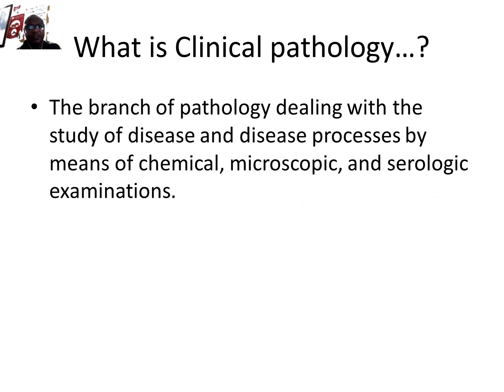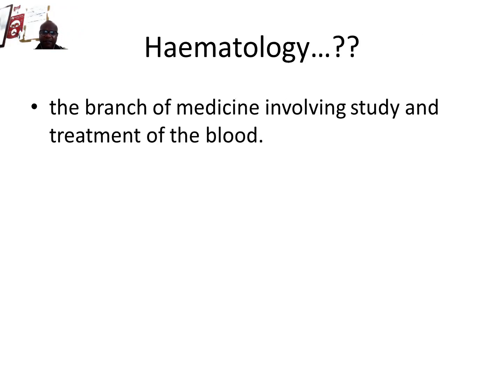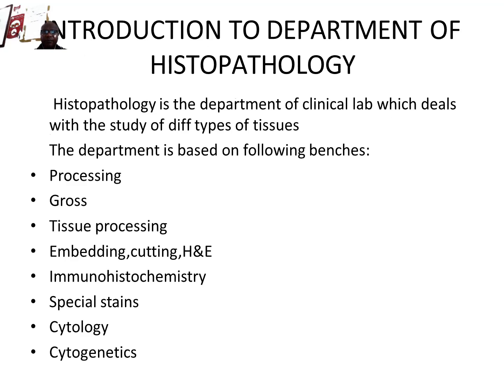So what is clinical pathology? It is a branch of pathology dealing with the study of diseases and disease processes, for example chemical, microscopic, and histological examinations. You examine the chemicals, you look under the microscope, and you also examine the serum. Then we have hematology. This is the branch of medicine involving the study and treatment of the blood, like blood transfusion, platelets, packed cells, and stem cells in the blood.